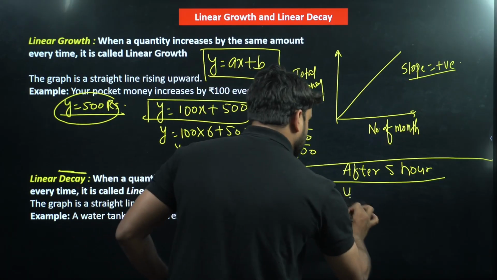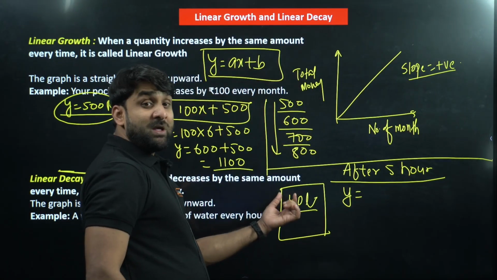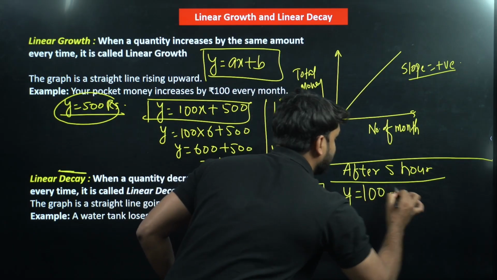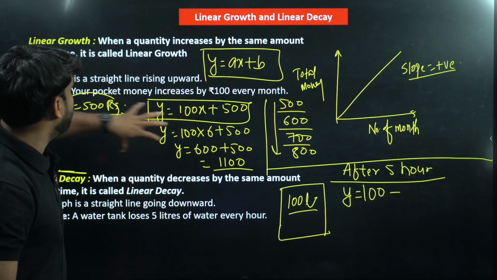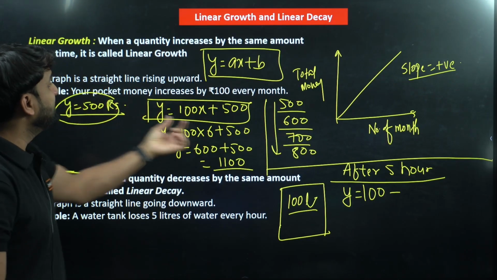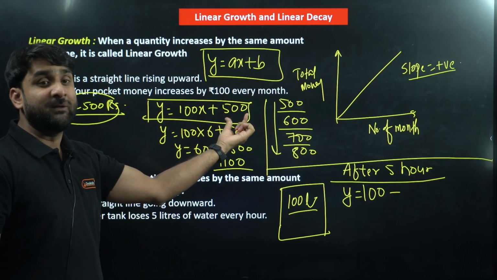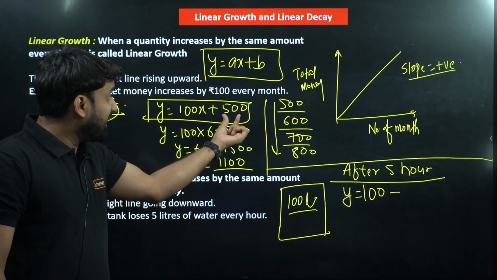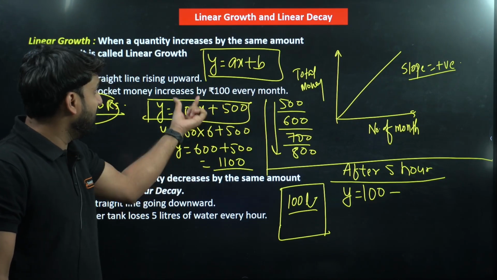So now let's form the equation. Water is decreasing, so 100 minus will be there. In this format, can you see that Rahul had 500 money previously? That was adding, taking the second position, and the variable was at first position.